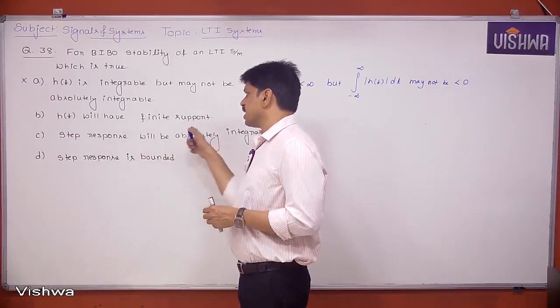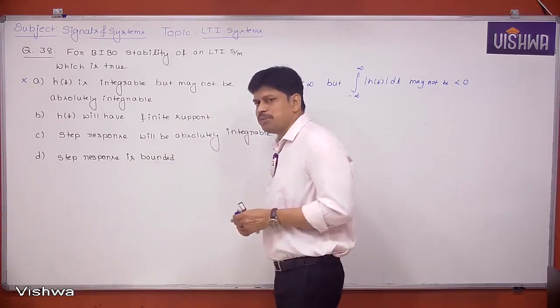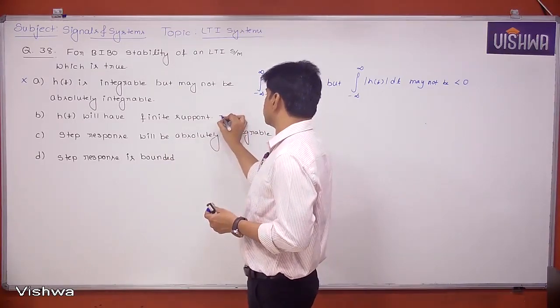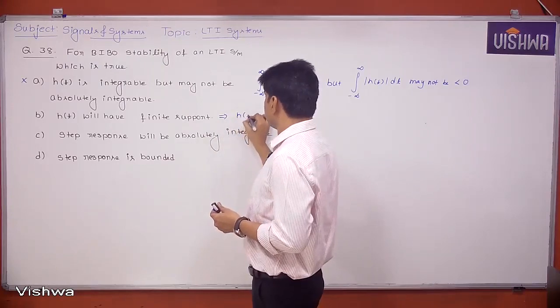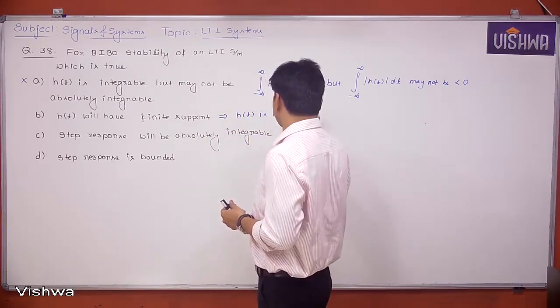Next, second option: h of t will have finite support. What do you mean by finite support? Finite support means it is bounded. That implies h of t is bounded. That's the meaning of it.